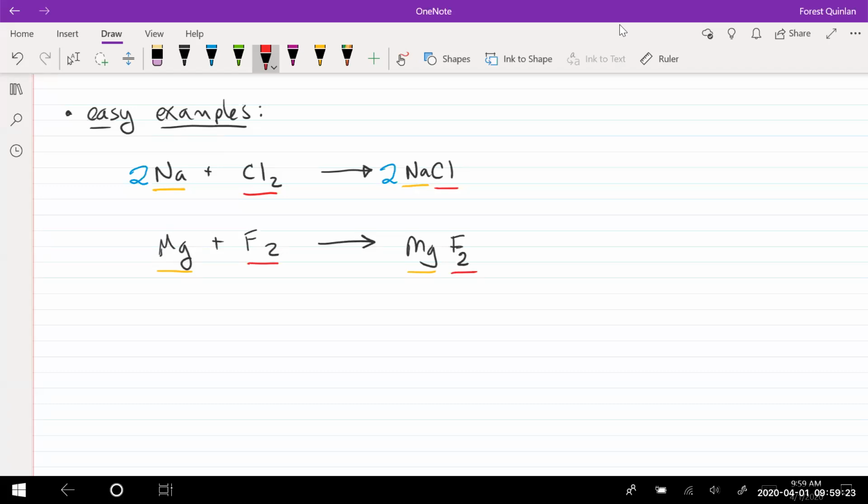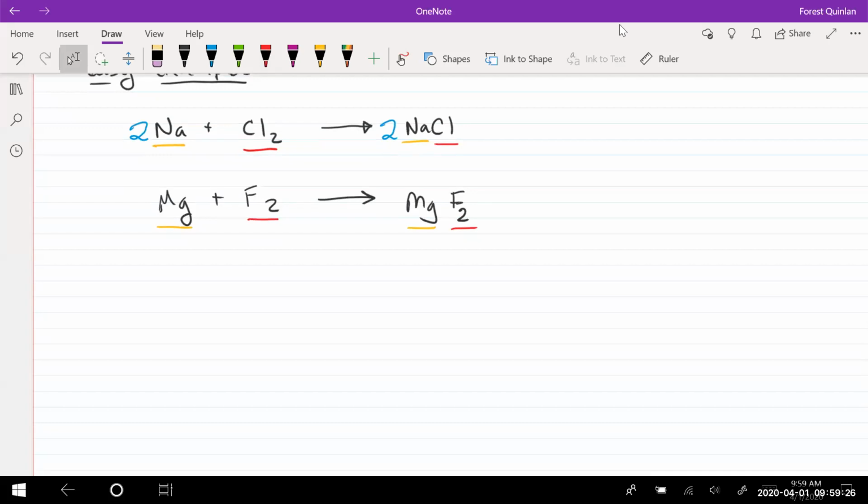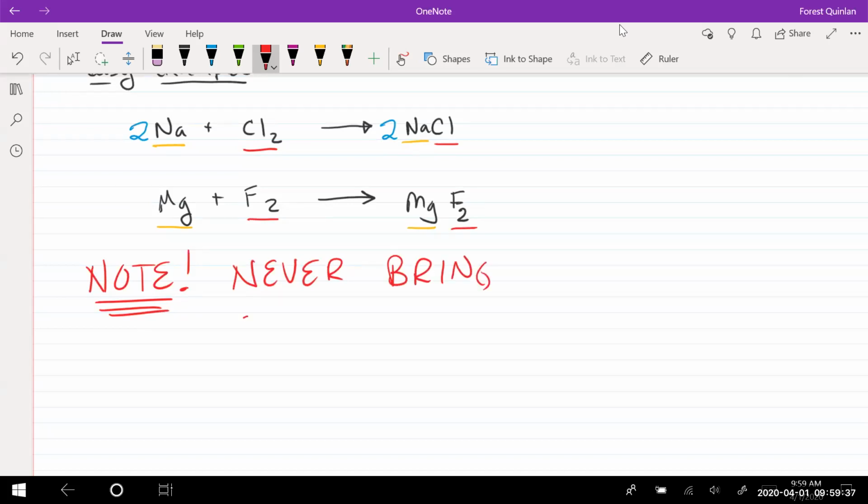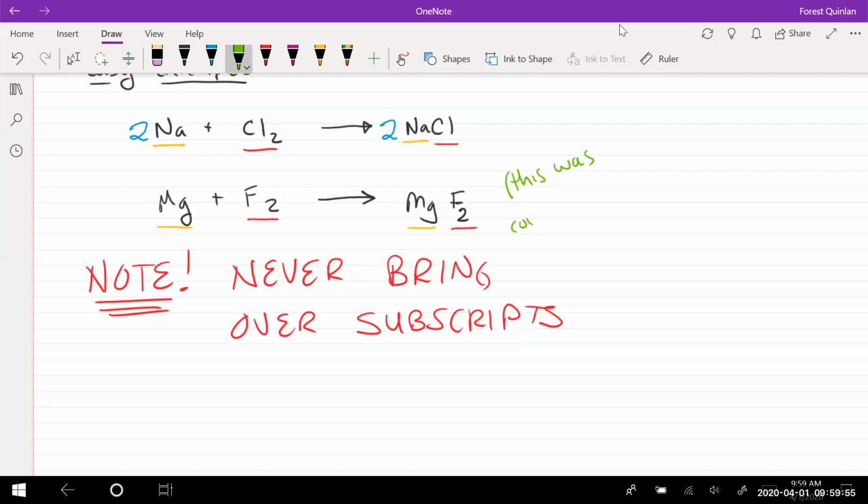I'm going to make a very large safety tip. I'm going to say this over and over, but I'm going to write it right now. Note: never bring over subscripts.